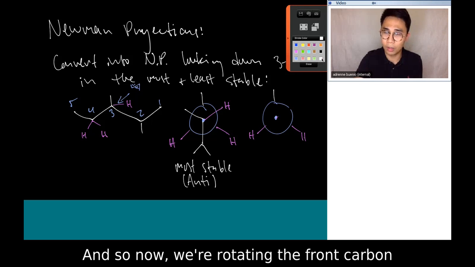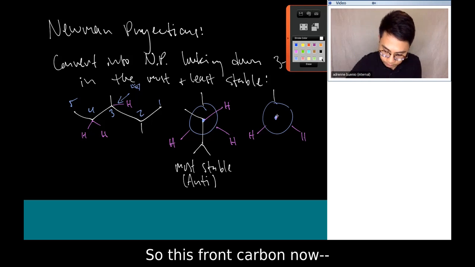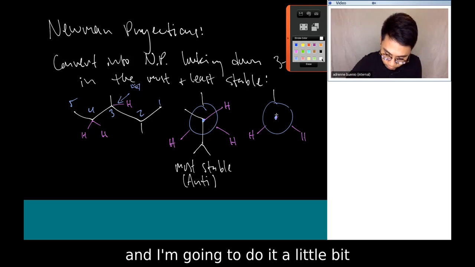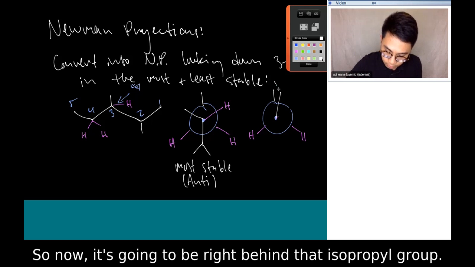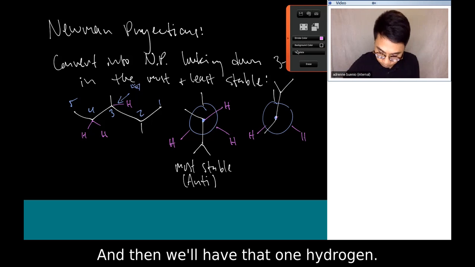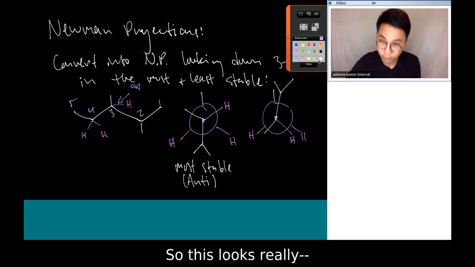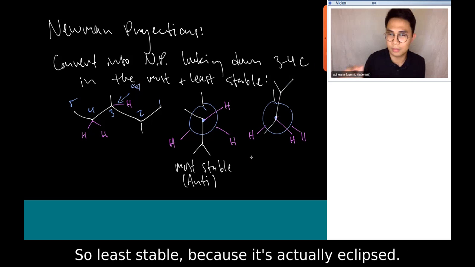And so now we're rotating the front carbon to make it eclipse, right? So this front carbon now, and I'm gonna do it a little bit curved so you guys can see everything. So now it's gonna be right behind that isopropyl group, and then wherever we put that methyl group is wherever, right? And then we'll have that one hydrogen, right? So this doesn't look terrible. Yeah, it looks good. So least stable because it's the eclipse, right?